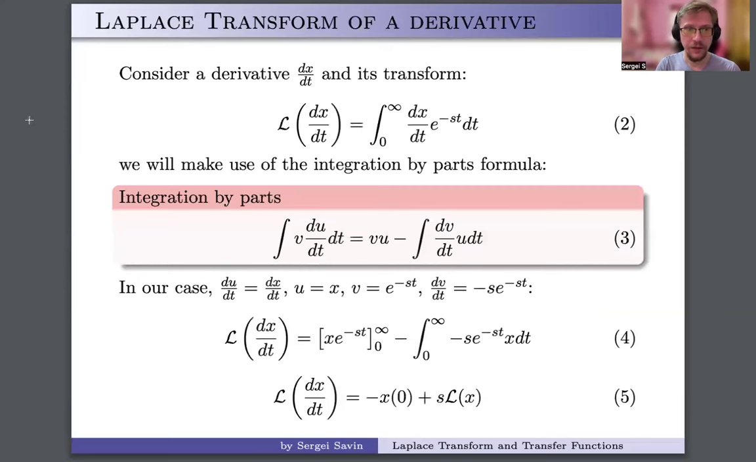So here is a derivative, dx dt. And we want to find the Laplace transform of this function. Here is how we're going to denote it. L of dx dt, that is the Laplace transform of dx dt. L, calligraphic L, as we call it, is just a denotation that we are taking the Laplace transformation of something. All right, so we are going to transform it, and we know how to do it. It is the integral from 0 to infinity of the function we are going to transform, dx dt, times the kernel. The kernel is e to the power minus st, same as before, over dt.